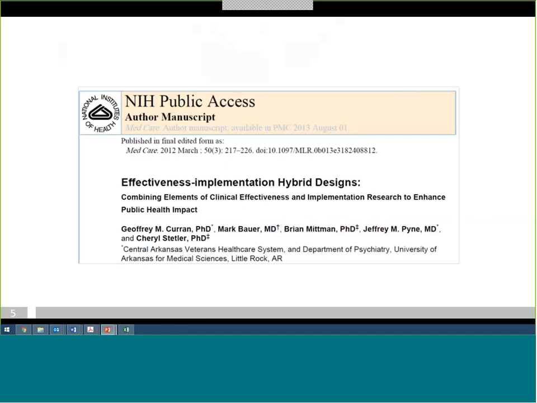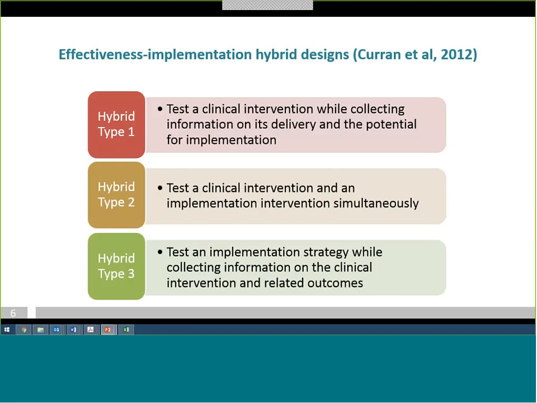So thinking about the implementation design at the same time as we're evaluating the clinical intervention, instead of thinking about it the way we traditionally do clinical and health services research, in a sequential manner. So this is, I guess, a very simplistic understanding of effectiveness-implementation hybrid designs. And there are 3 different types as depicted in Kern's article.